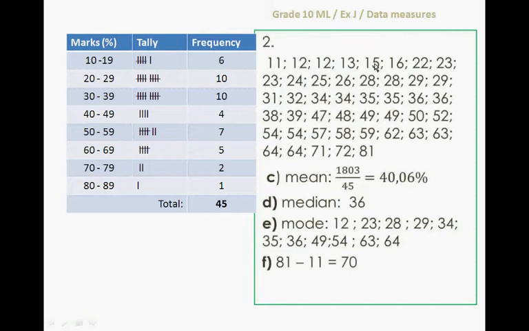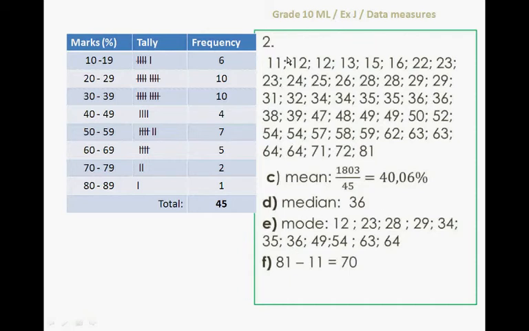Right, so if we add all these values together to get the exact mean, it's 1,803 divided by 45 gives us 40.06%. The median is 36, the middle value is 36.